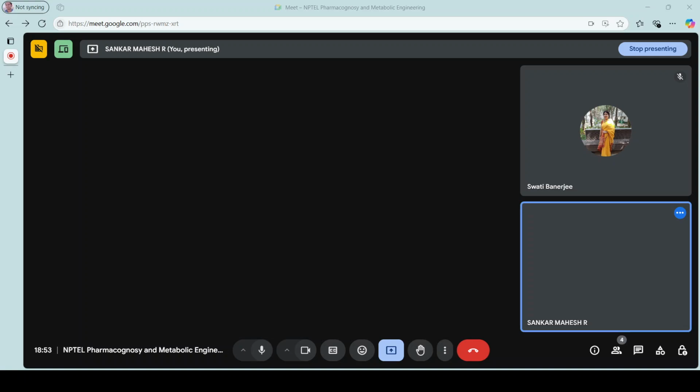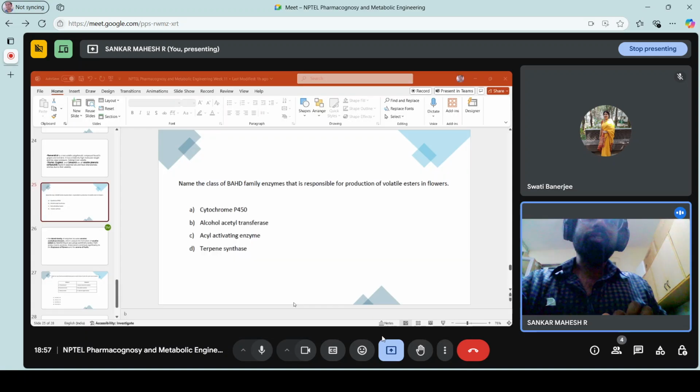Right. The next question is, name the class of BAHT family enzymes that is responsible for the production of volatile esters in flowers. Option A, cytochrome P450. Option B, alcohol acetyl transferase. Option C, acyl activating enzyme. And option D, terpene synthase. You can think about this question for a couple of minutes and then we'll go to the right family of enzymes.